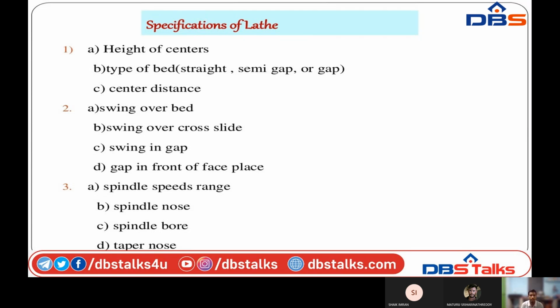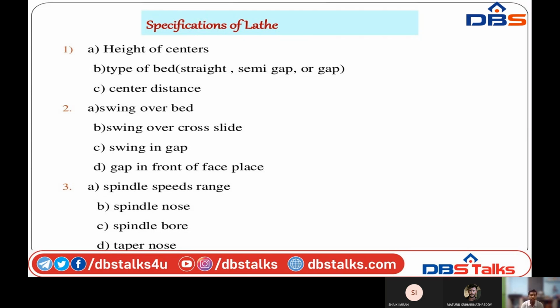The main type of bed we are using is the straight type. Next, the center distance between two centers. Next, swing over bed, swing over cross slide, swing in gap. Swing means just a slight movement. The cross slide is placed at a position of the carriage. Next, gap in front of faceplate.